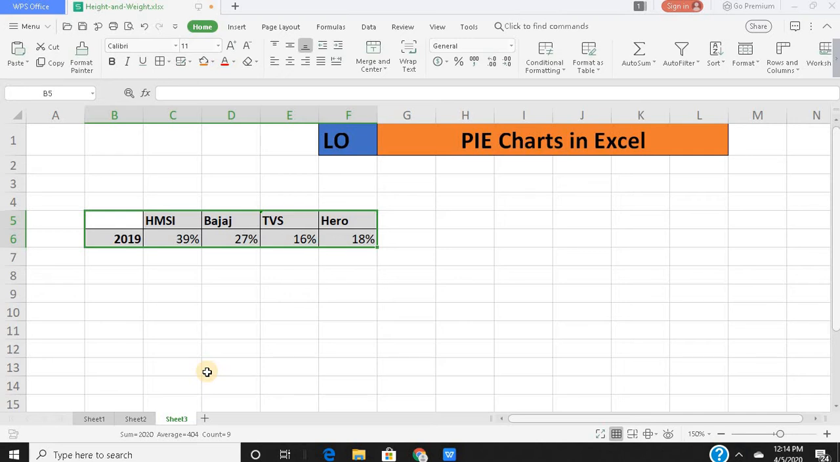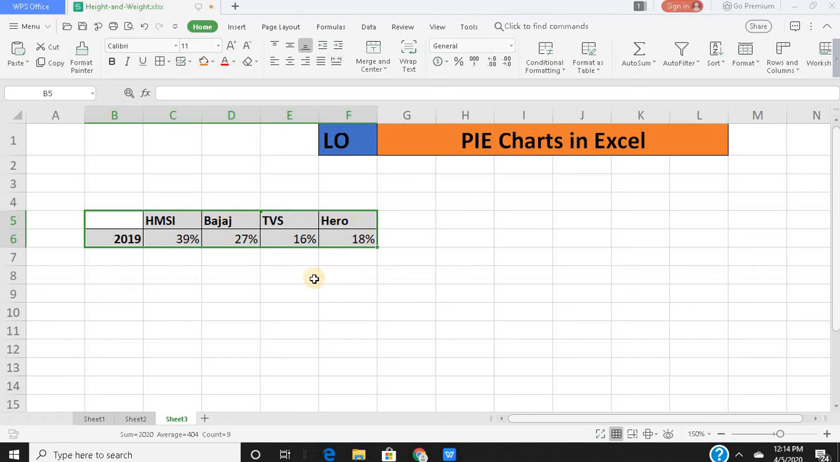So here I have a small little data of the market share of four major two-wheeler manufacturers in the country. In 2019, HMSI, that is Honda Motorcycles and Scooters India Limited, had a share of 39%. Bajaj had a share of 27%. TVS had a share of 16%. Hero had a share of 18%. So, if I want to see the distribution of the two-wheeler market in 2019, I would use a visualization tool of pie charts.